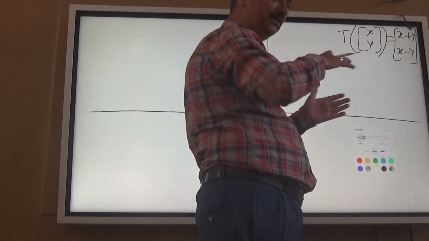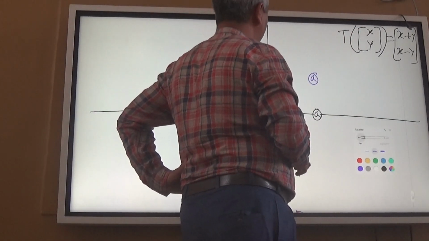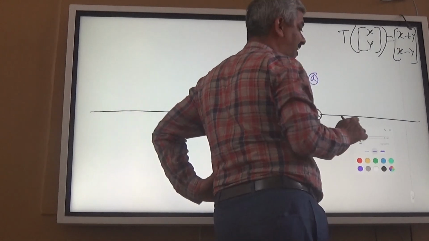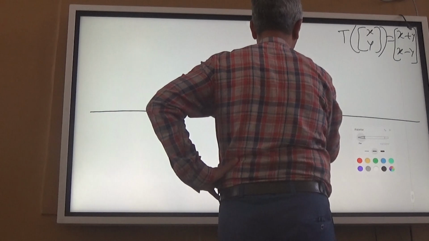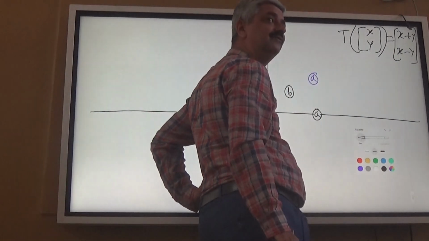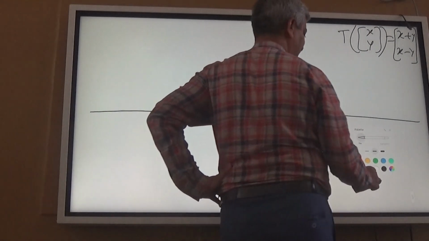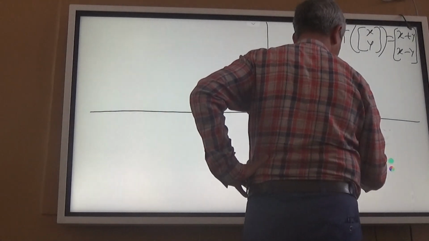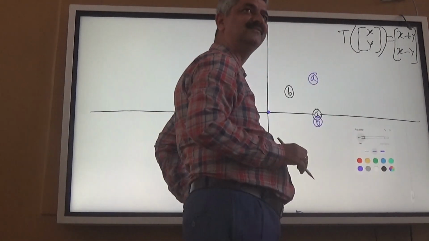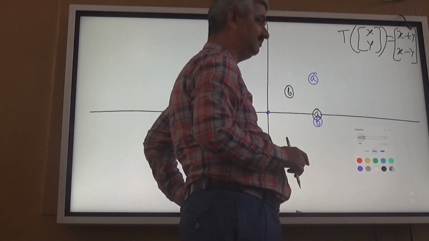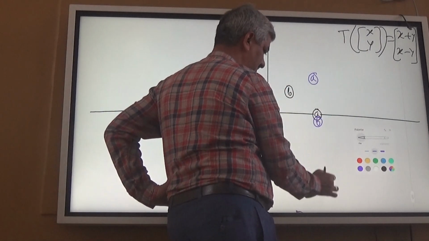राइट मॅप करतात. हाफ हाफ, half half, right? Half half.